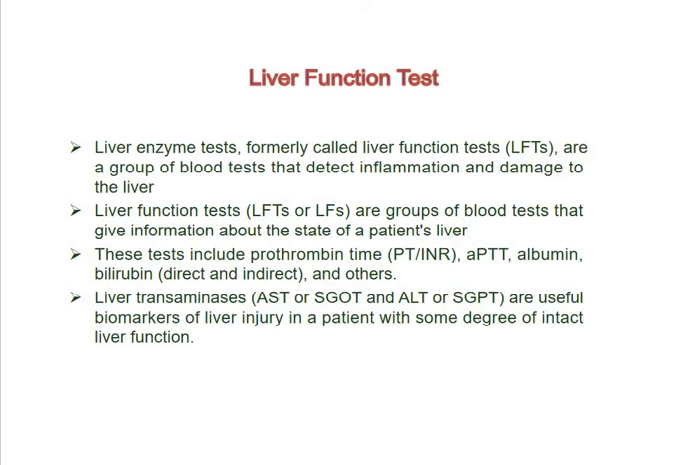These tests include prothrombin time, that is PT, albumin, bilirubin, that is direct or indirect bilirubin, and other enzymes. Now, the liver transaminases such as AST, that is HGPT or HGOT, are useful biomarkers of liver injury in a patient with some degree of intact liver function.